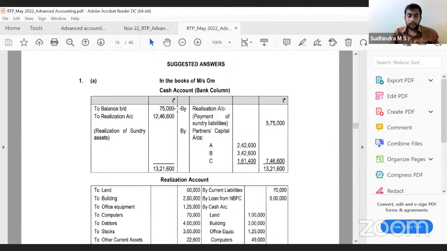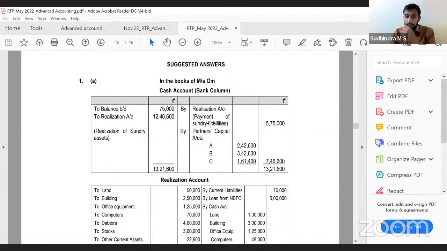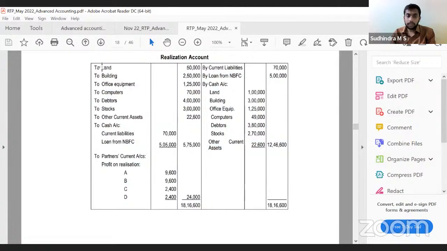So balance brought down, realization, that is all those assets. Then payment of liabilities. Sorry, this is cash account. The realization account, bring in all the assets, bring in all the liabilities, cash. Remember, based on the percentage that they have given us. Then payment of liabilities, NBFC loan was 5 lakh plus 1%, 5 lakh 5,000. Then other current assets. So basically we are left with profit.